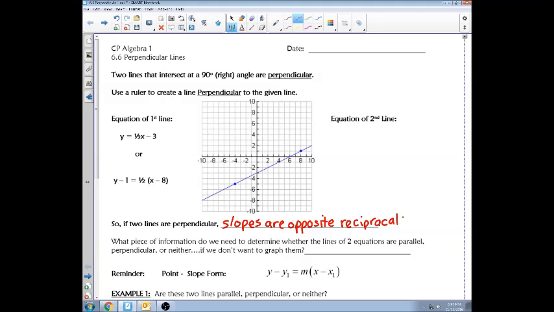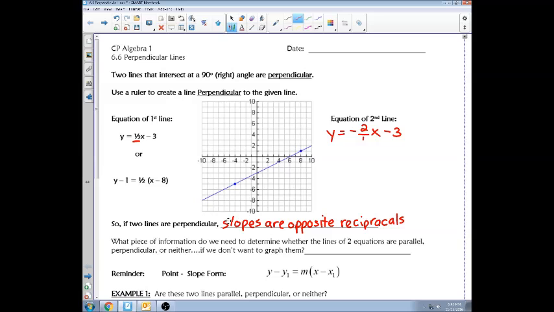Opposite reciprocals. What it means by opposite is, in this case, this slope is 1/2. So for the equation of the second line, it would be y equals negative, because that was positive 1/2. So the opposite is negative. Then 1/2, its reciprocal would be 2 over 1. So it's negative 2 over 1x, and then minus 3.